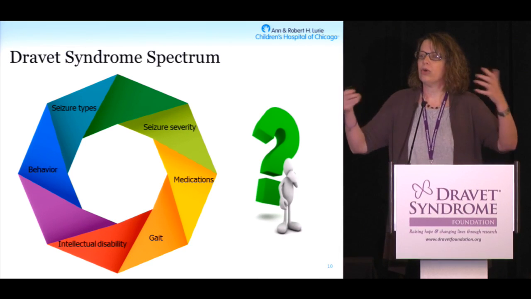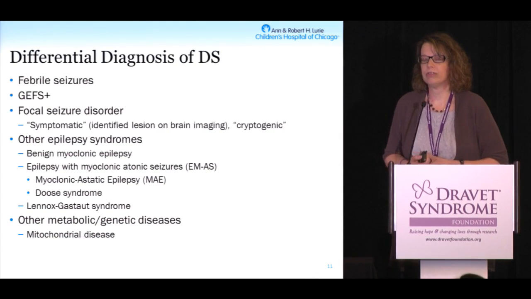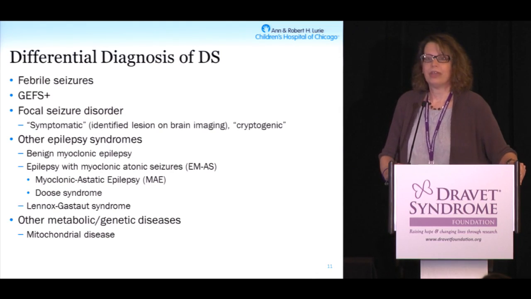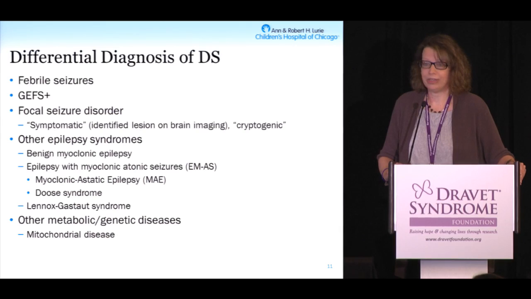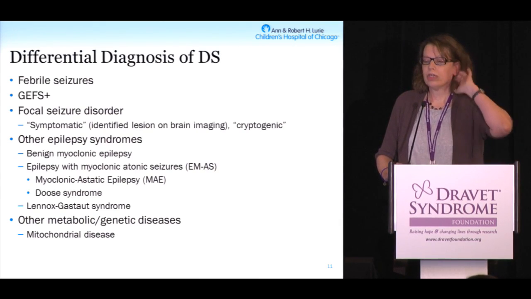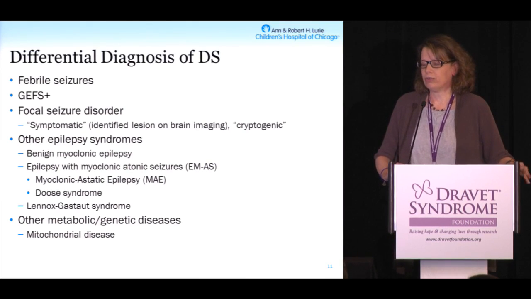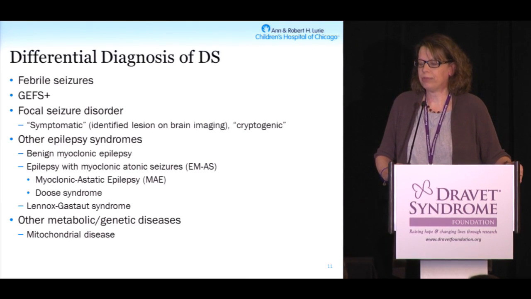But having that as an overview of the definition of Dravet syndrome, we're going to touch upon a few things in the differential diagnosis of Dravet syndrome. So these might have been some epilepsy syndromes that you all have heard of, possibly ones that your child had been diagnosed with at one point in time. Looking at febrile seizures, genetic epilepsy with febrile seizures plus, focal seizure disorders, other epilepsy syndromes, such as benign myoclonic epilepsy, epilepsy with myoclonic atonic seizures, Lennox-Gastaut syndrome.